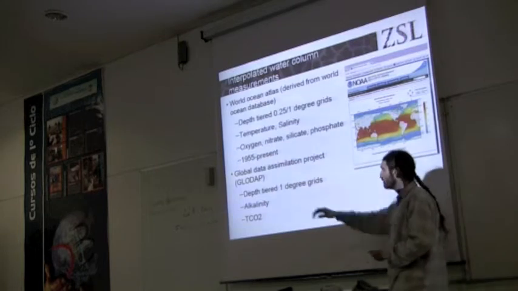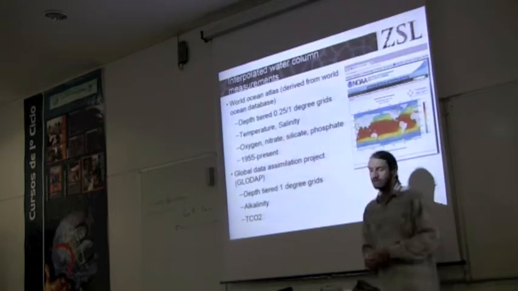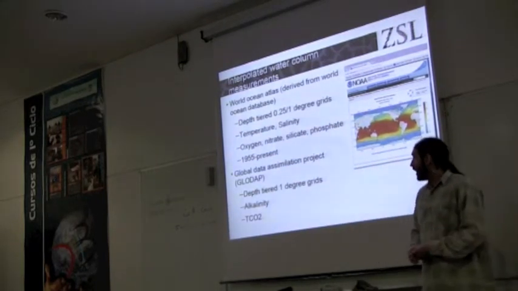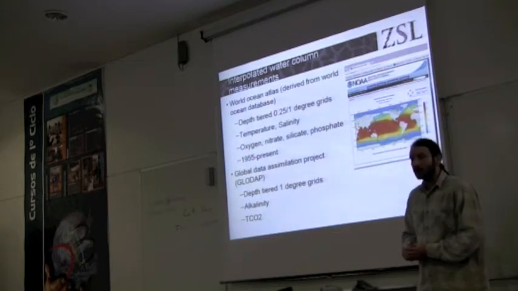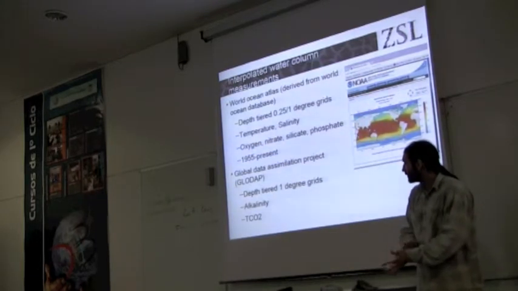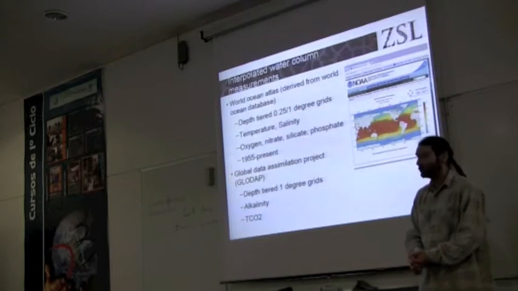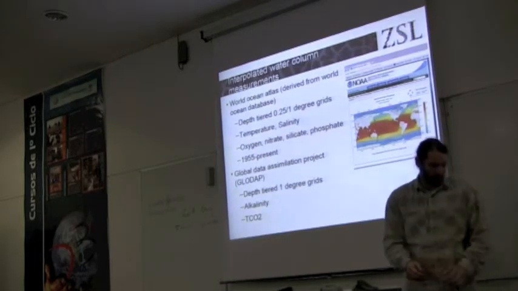And we've also got, from different sources, measures of alkalinity or carbon dioxide concentration, which can be used to derive pH.